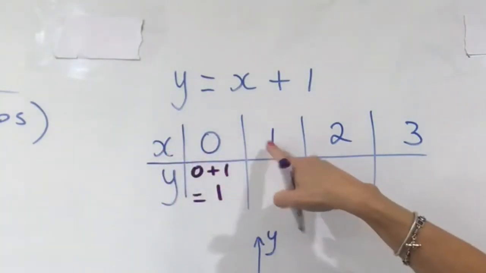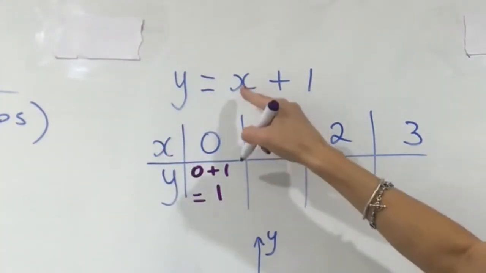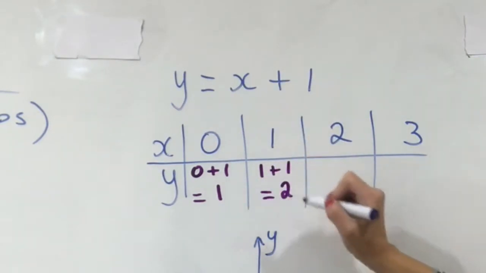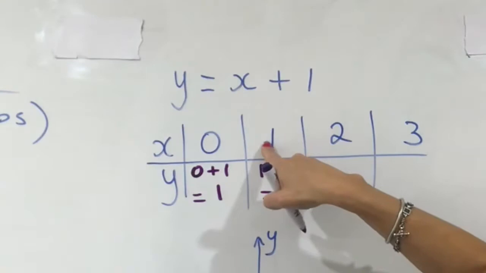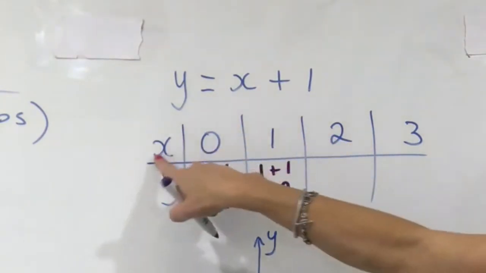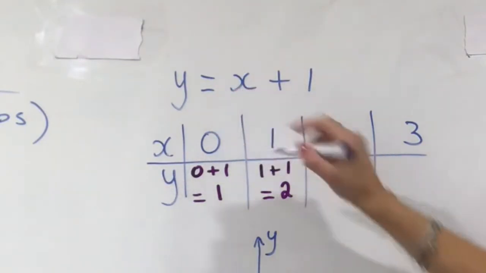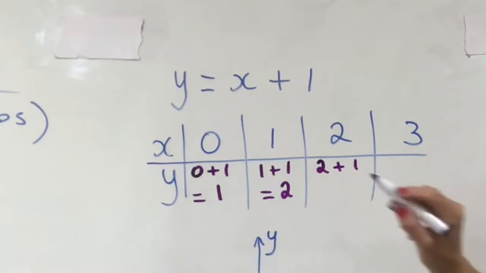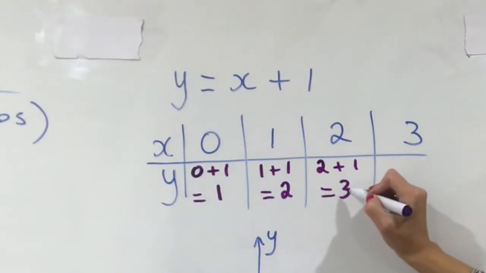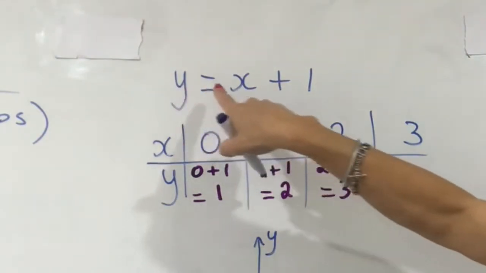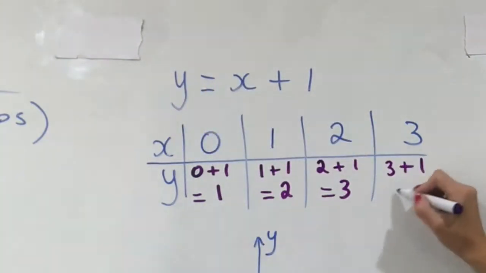When x equals 1, what does y equal? 1 plus 1. So 1 plus 1 equals 2, because wherever there's an x, I'm going to put 1. The next one says x equals 2. When x equals 2, I put in a 2 instead of x, and then I get y equals 2 plus 1, which is 3. And then when x equals 3, I get y equals 3 plus 1, which is 4.